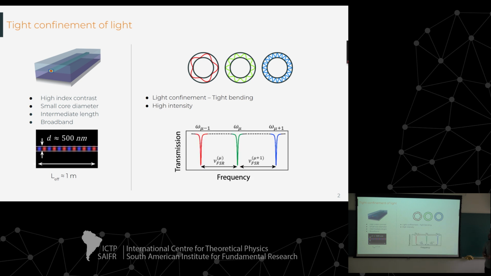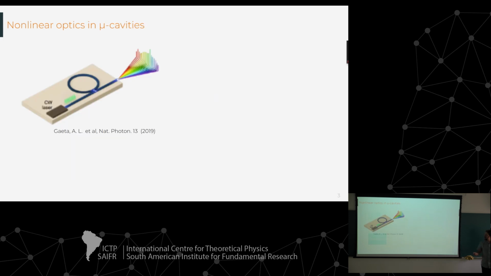In this kind of case, we can have constructive interference if the size of the cavity is a multiple of the wavelength of light. In these particular cases, we can achieve this intensity. So this has been used for several effects and several applications of nonlinear effects of light.